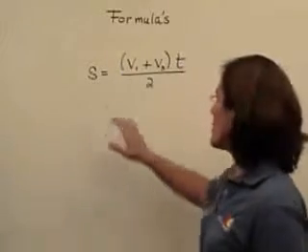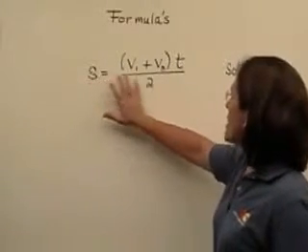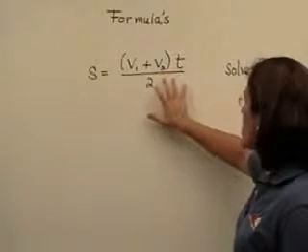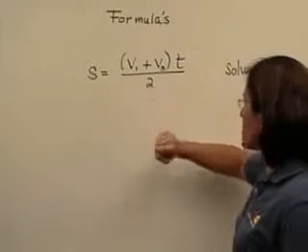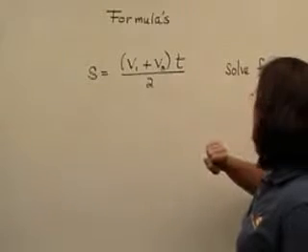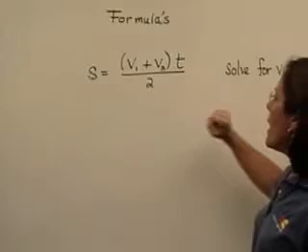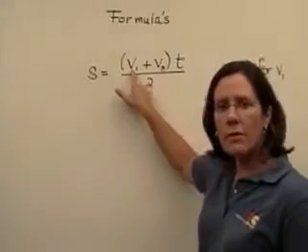Here's an example of what we're looking to do. I have this equation, S equals, in parentheses, v sub 1 plus v sub 2, times t, divided by 2. And we want to solve this equation for t. I'm sorry, we want to solve it for v sub 1. I want to share a couple of things with you in case you've never seen this before.